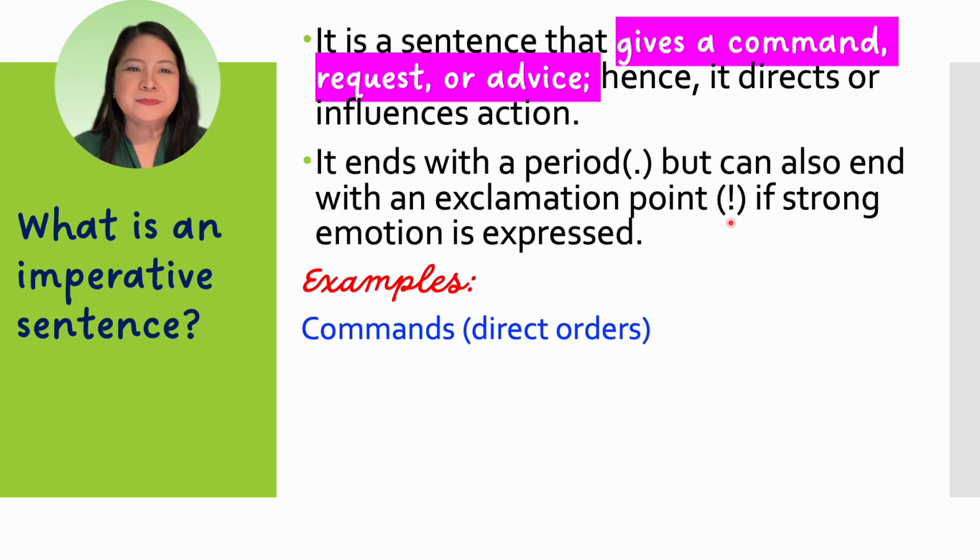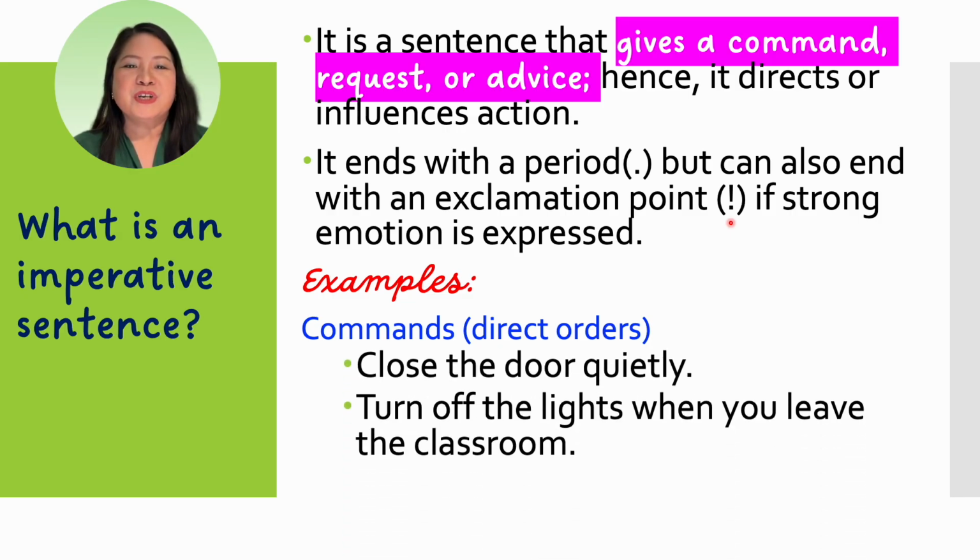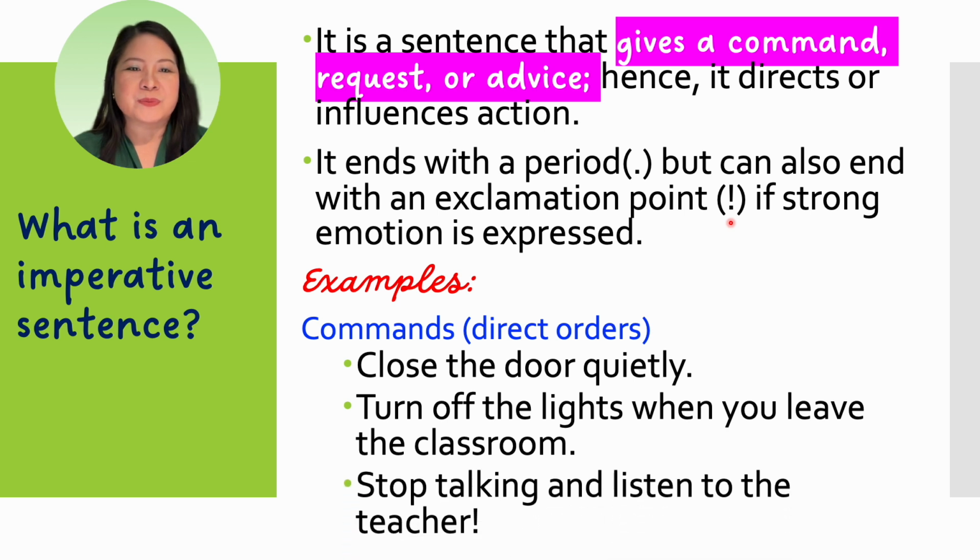Examples. The first category, commands or direct orders. Close the door quietly. Turn off the lights when you leave the classroom. Stop talking and listen to the teacher. So there's a context here in the last one. Someone is already prompting everybody to listen, and of course they need to stop talking so they can listen well to the teacher. So it ends with an exclamation point, meaning there is already a strong emotion.